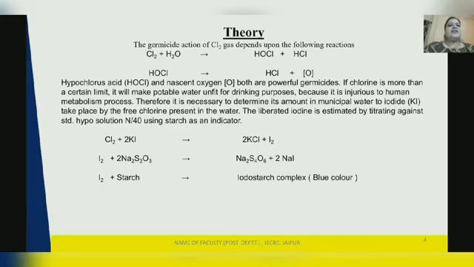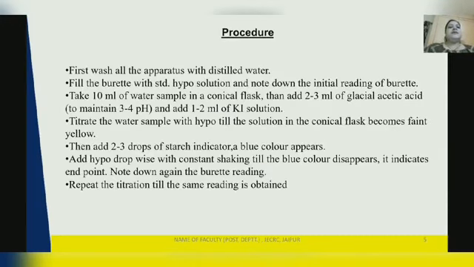The chemical reactions that take place during the titration are as follows. The procedure of the experiment is: first, wash all the apparatus with distilled water, then fill the burette with standard hypo solution and note down the initial reading of the burette. Then take 10 ml of water sample in a conical flask and add 2-3 ml of glacial acetic acid to maintain the pH at 3 to 4, and add 1 to 2 ml of potassium iodide solution.